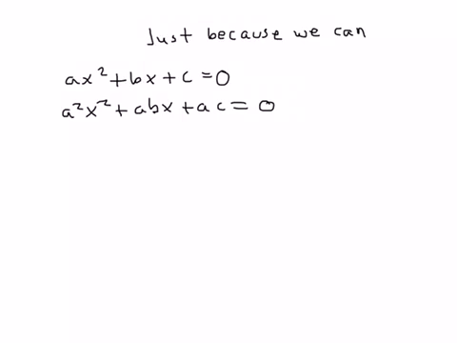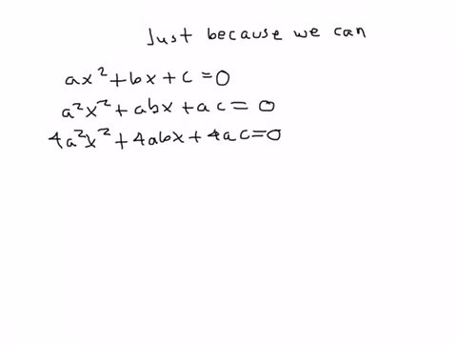What do we always do next? Well, we look at the middle term. We don't know if that middle term's even or odd. No way of knowing, so we'll assume it's odd, and we're going to multiply through by 4. So we get 4a squared x squared plus 4abx plus 4ac equals 0. So, time to see what that becomes.